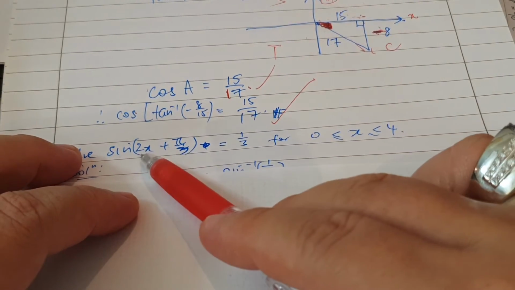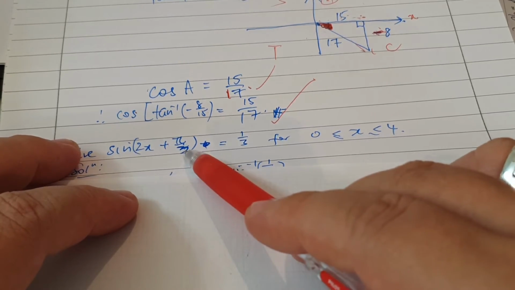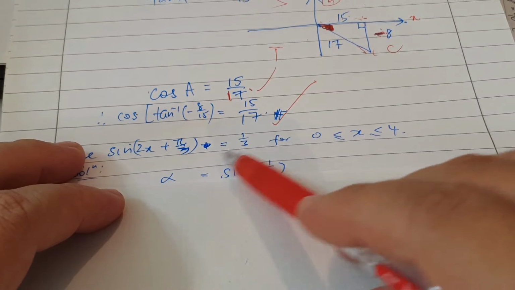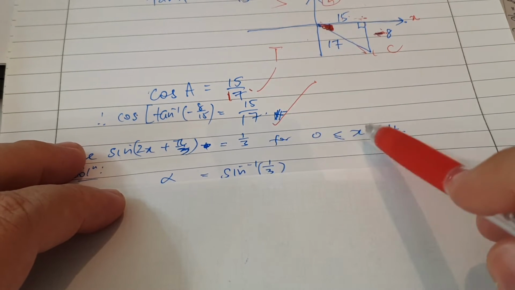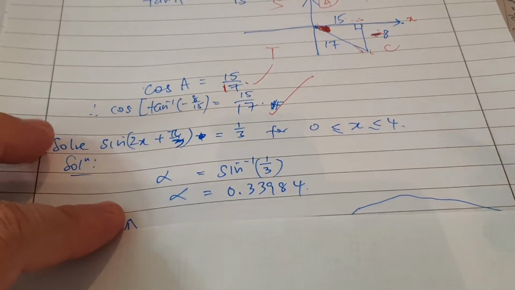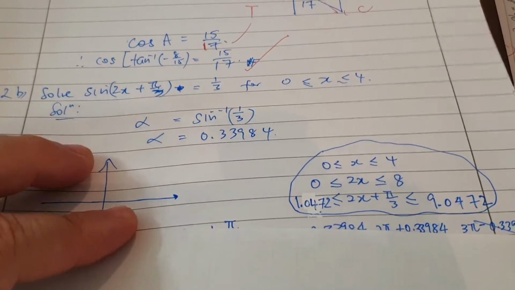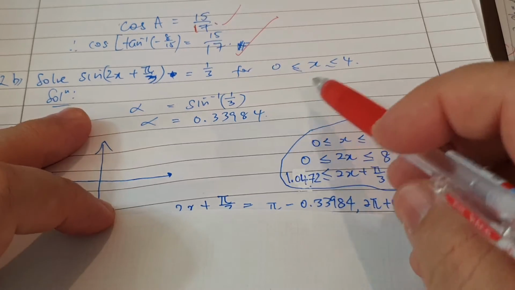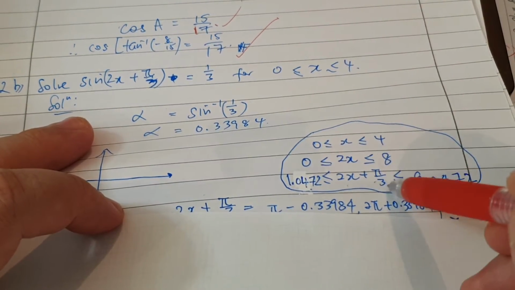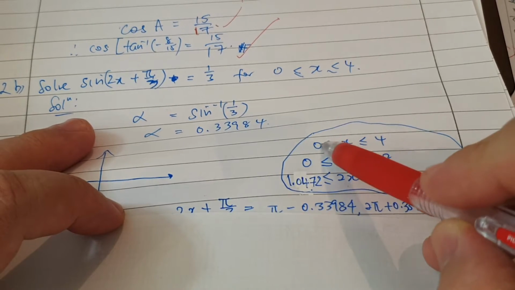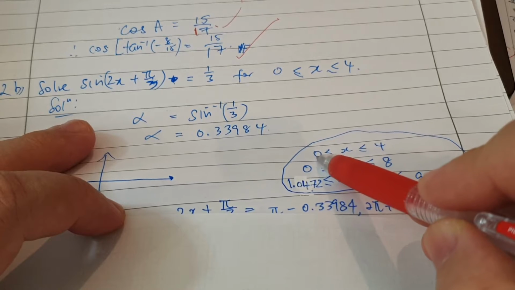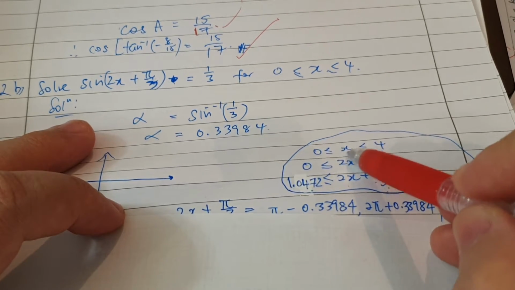You need to check. Oh, I need 2x plus pi over 3. Like this is the argument. I need 2x plus pi over 3, but what they give me is x only. So what should I do? You must change this to 2x plus pi over 3. Meaning to say, each of these you times 2. Times 2 here is still 0. Times 2 here is 2x, right?